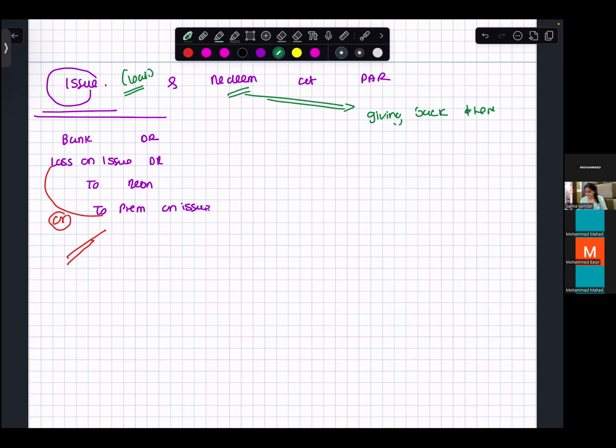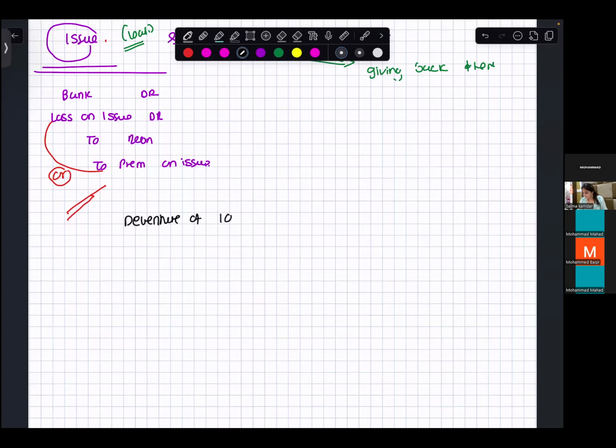The statement would look like this: debentures of 100 issued at 80, redeemed at 120. Can you explain me the meaning of this?